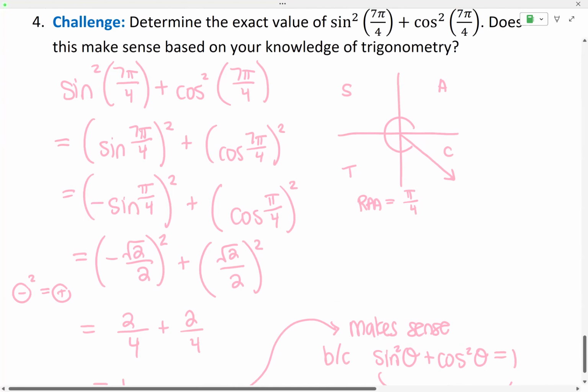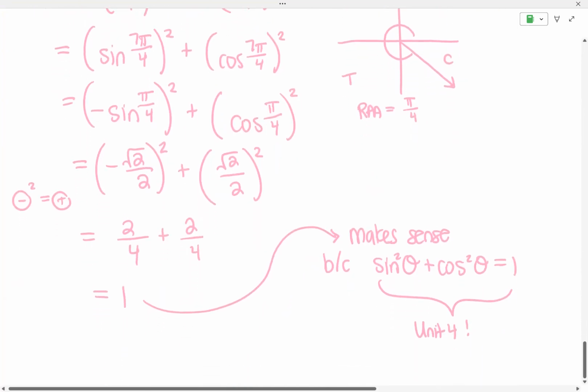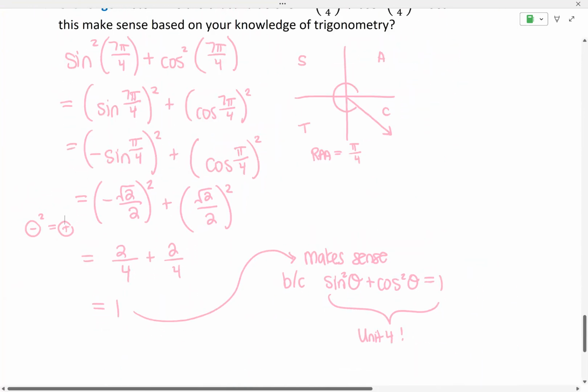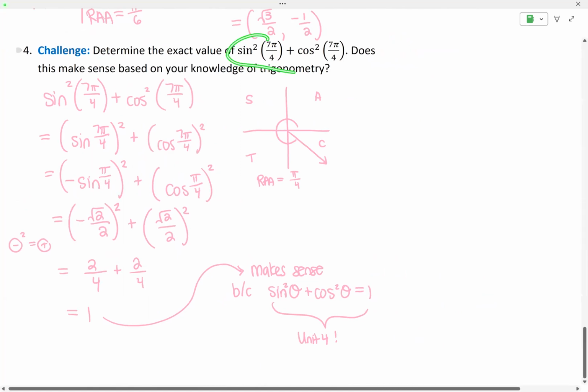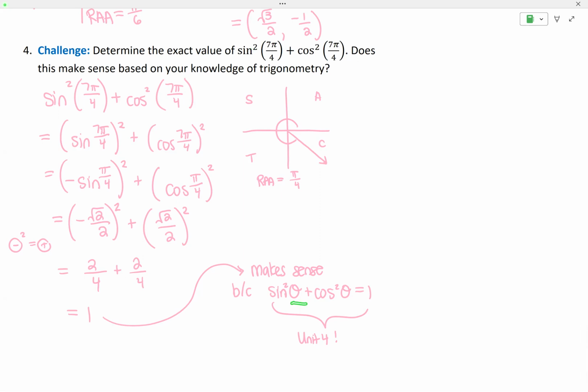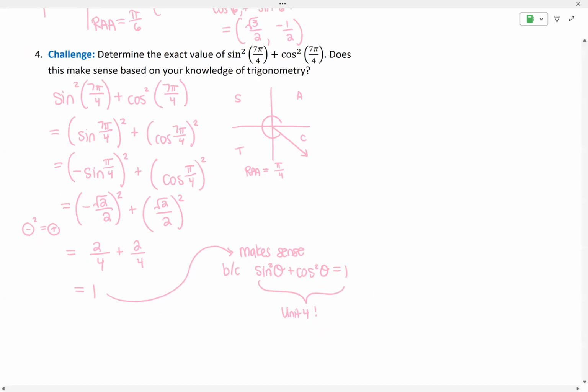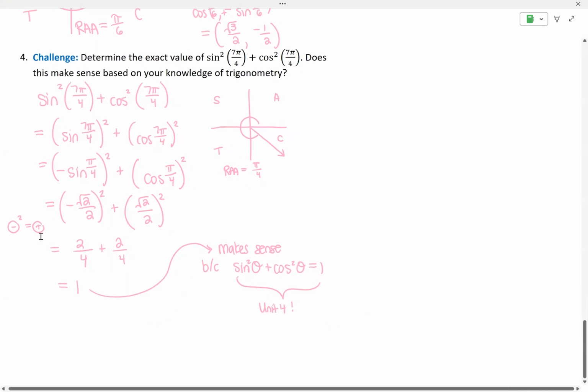Remember, squaring a number makes it positive, and adding these together gives us 1, and that actually makes sense because sine squared plus cos squared is equal to 1, as long as these two angles are the same. And we'll see that again in Unit 4, although you saw it last year as well.